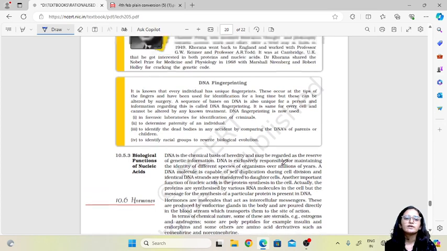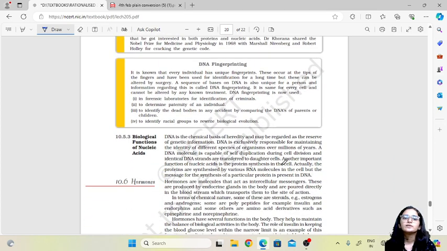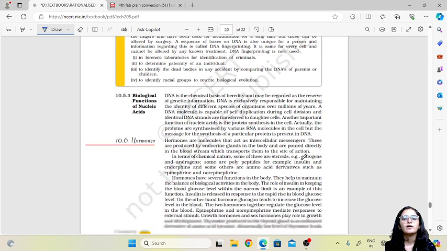Then about DNA fingerprinting, it is known that every individual has their unique fingerprint. So these occur at the tips of the fingers and have been used for identification for a long time, and this can be altered by surgery. Now the applications of fingerprinting are in forensic laboratories for identification of criminals, to determine paternity of an individual, to identify dead bodies in any accident by comparing DNAs of parents or children, and to identify racial groups to rewrite the biological evolution.